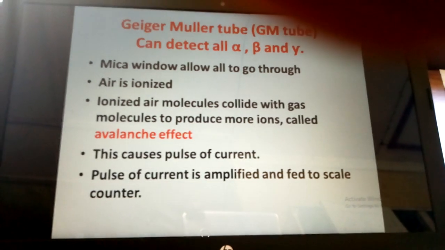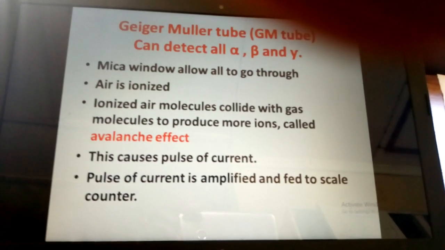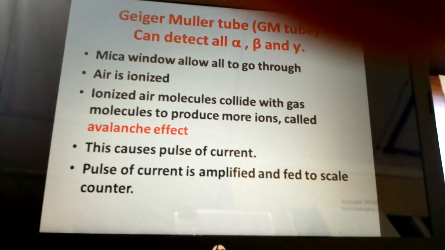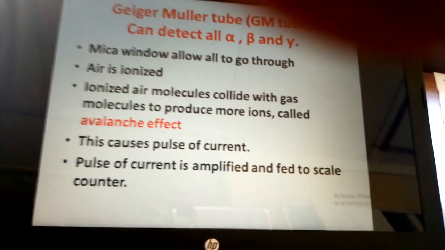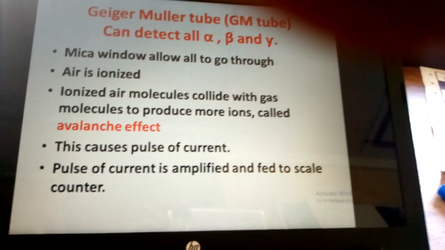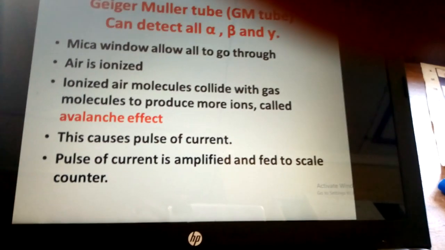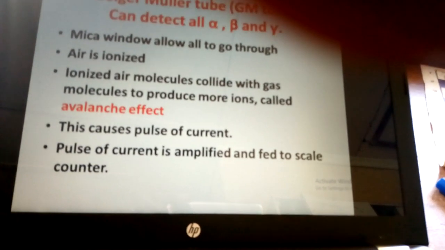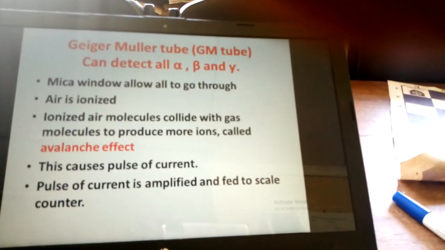So the mica window can allow the alpha, beta and gamma. That's why the GM tube can detect all, because the window is thin, so all the three can penetrate, can go through it easily.